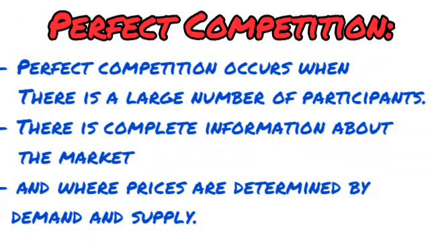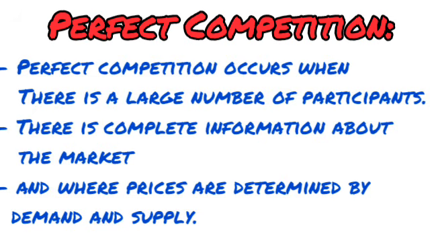So what is perfect competition? Perfect competition occurs when there is a large number of participants. By a large number of participants, we mean the number of buyers and sellers that are in the market. So anytime you enter a market and you find that there is a very large number of buyers and sellers in that market, that's what we call perfect competition, because it means that it's fair game for anybody. The competition is free.